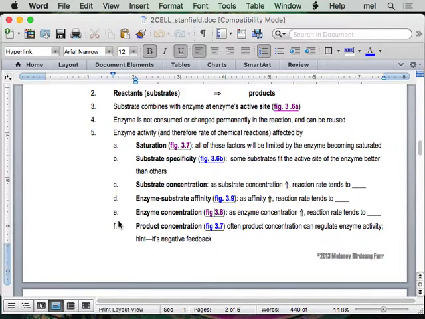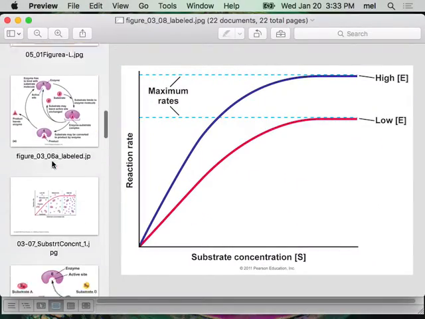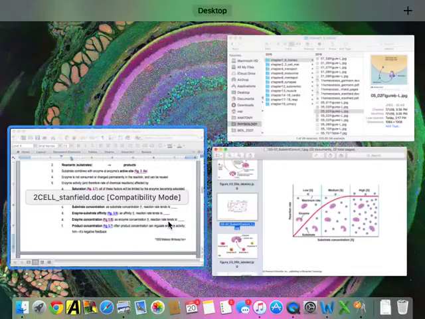And now let's talk about a couple of other things. Substrate concentration is pretty obvious. Let's talk about that one. So what if I add more substrate? If I add more substrate, then my reaction rate goes up until what? Saturation. Until I hit saturation. So substrate concentration does have an impact on the reaction rate, but only until you hit saturation. After saturation, we know the way to increase your reaction rate.